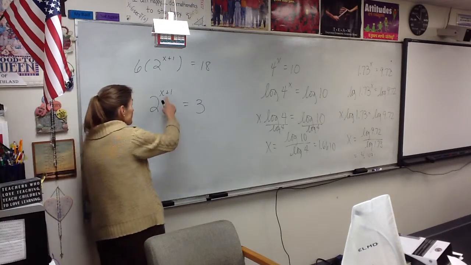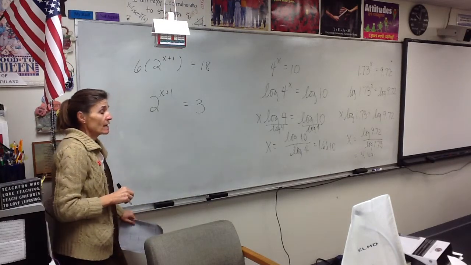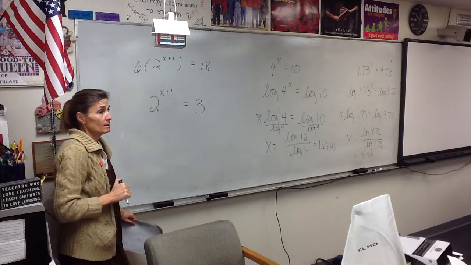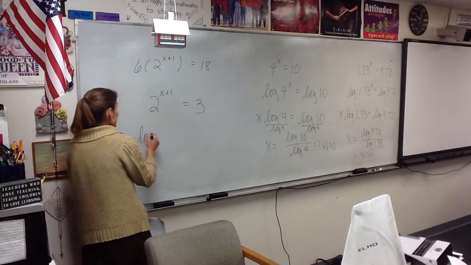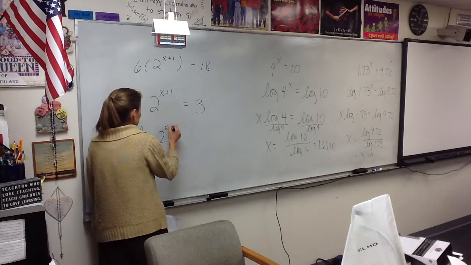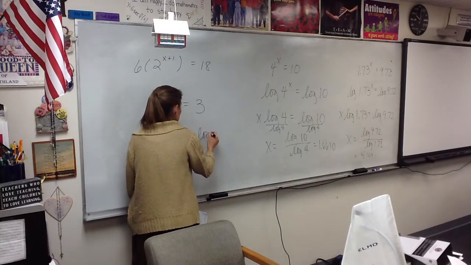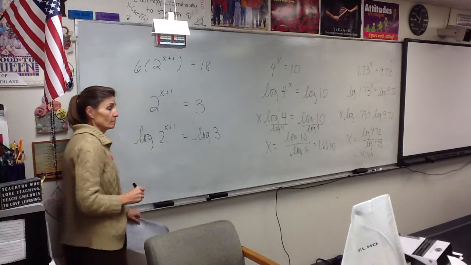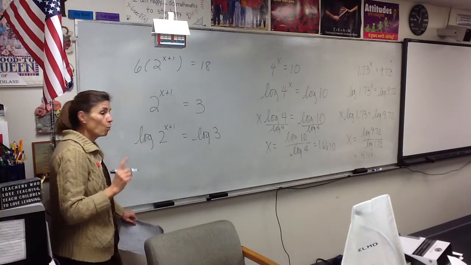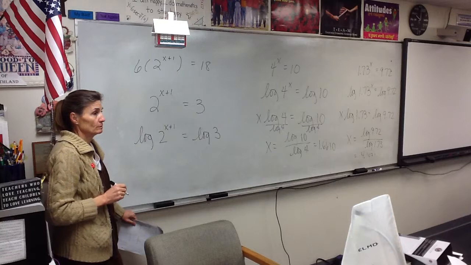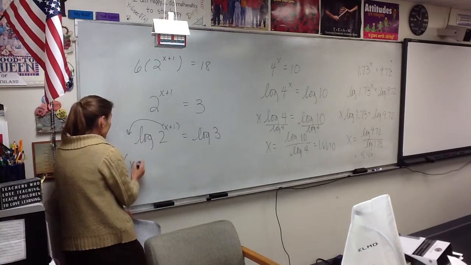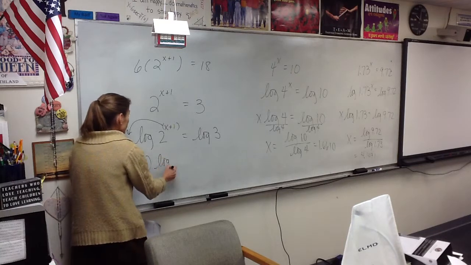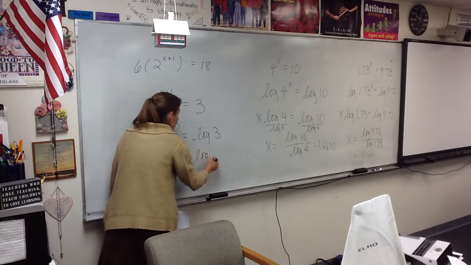Now don't let that exponent scare you. We handle it just like a plain x. So what's going to be our next step? We're going to take the logarithm of both sides. Now, what happens now? This guy is going to come out in front. So we're going to have x plus 1 times log 2 equal log 3.